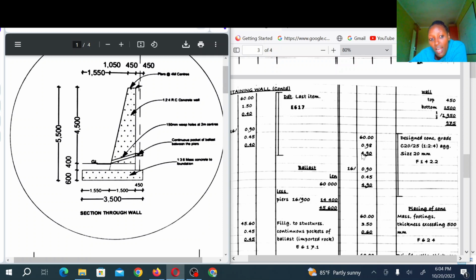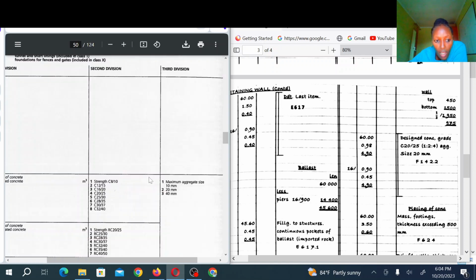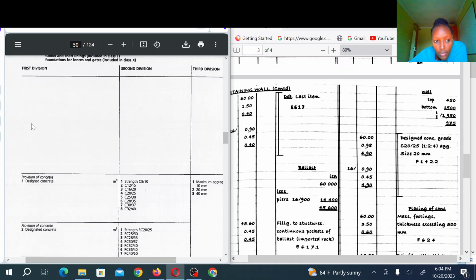Then the height shall be 4.9. Okay, so it shall be design concrete grade class 20/25, 1:2:4, aggregate size 20 millimeters. So when you are quoting, it shall be F1 for class, first division, 4 second division, 2 third division, part 2. We have repeated that description.